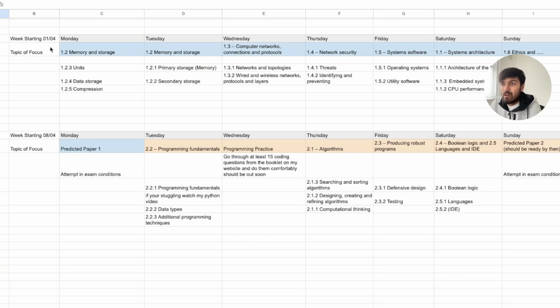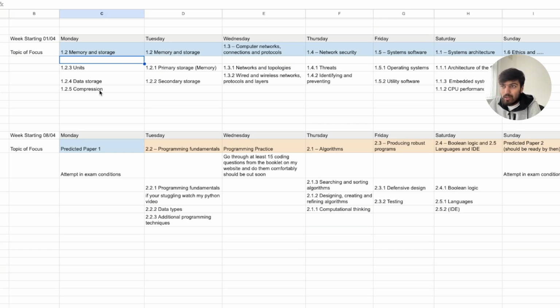So week starting Monday, I want you to focus on 1.2, which is memory and storage. I keep banging on about this, but this topic is worth over half of paper 1. So make sure you know how to do it. I understand completely that you have 7 or 8 more GCSEs, including computer science. But all I'm saying is that if you do revise, do these topics, yeah? Because otherwise, you're going to miss out on key marks.